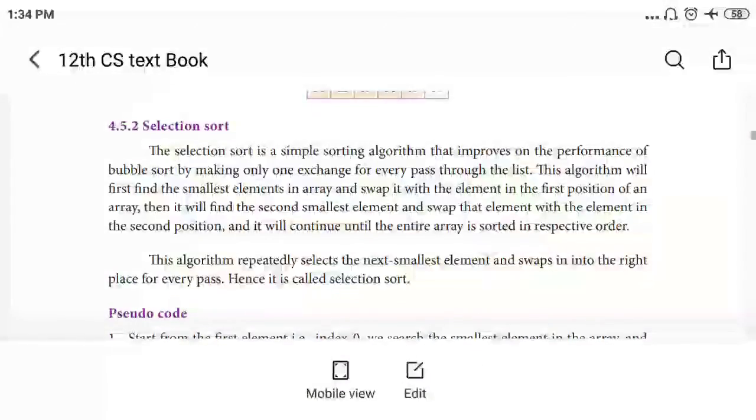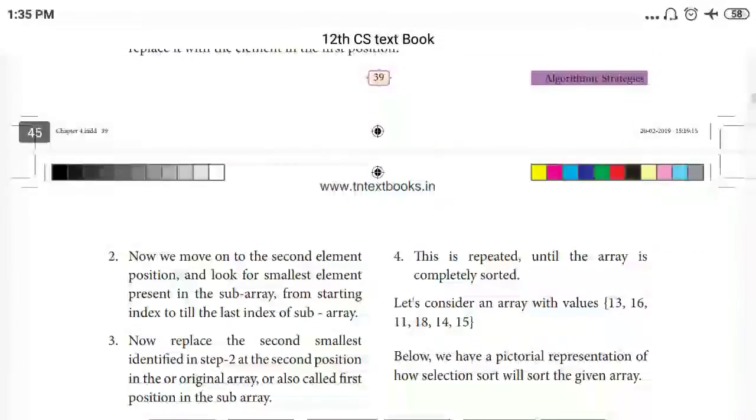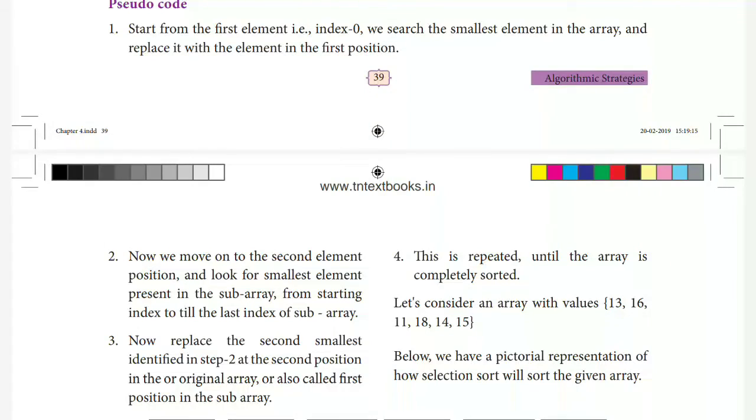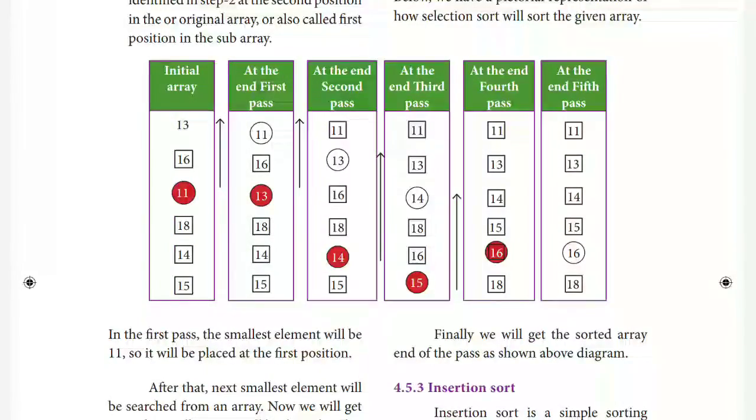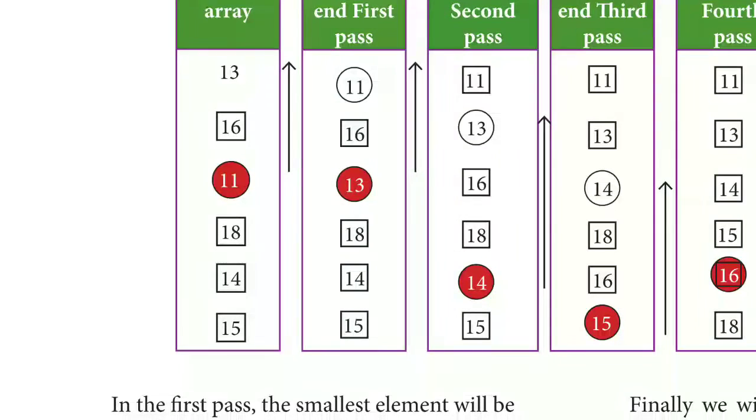So this is the working principle of selection sort. It will select a position and then find the least element of the list and swap it to that selected position. Here you can see that the first position is selected, 11 is the smallest element, and the smallest element is placed in the first position. Now it selects the second position and finds the least element in the remaining places, which is 13. So 13 is placed in the second position.